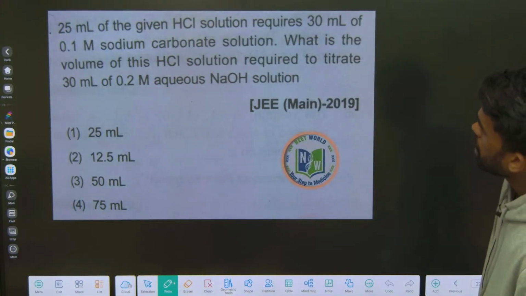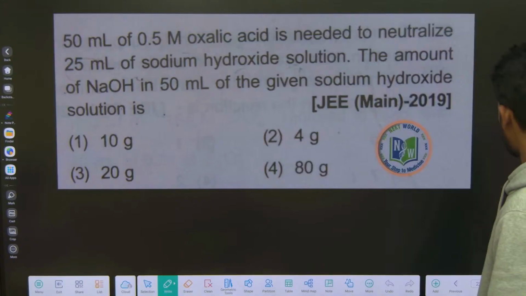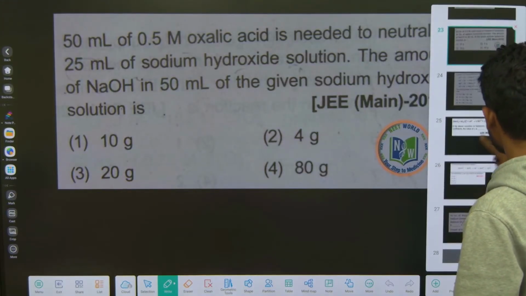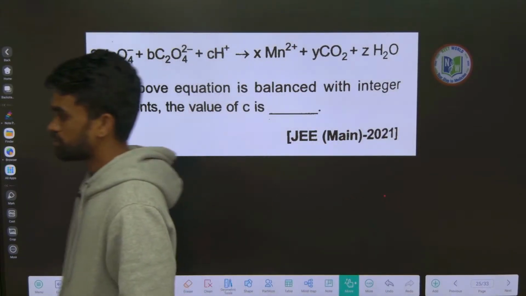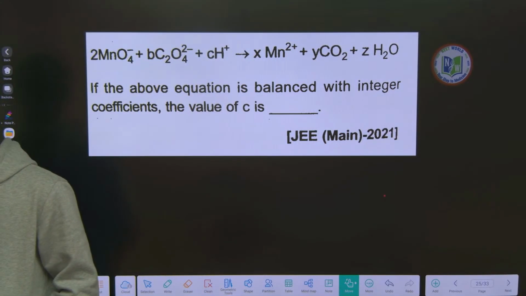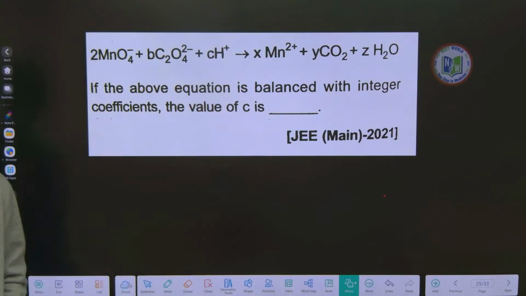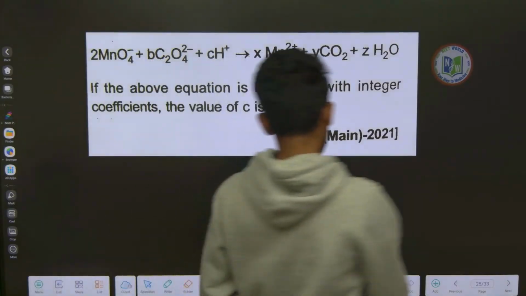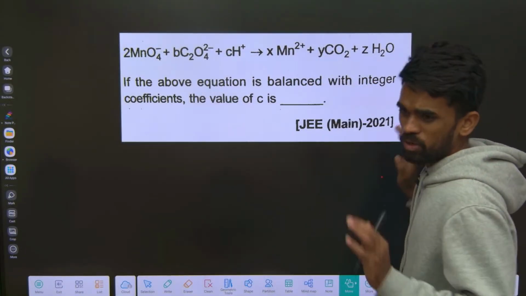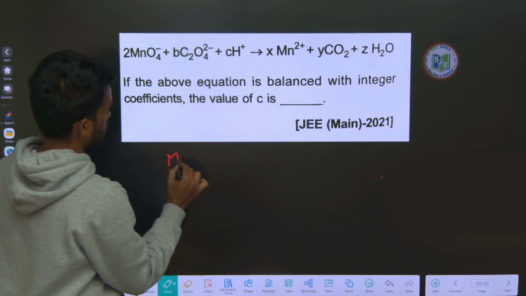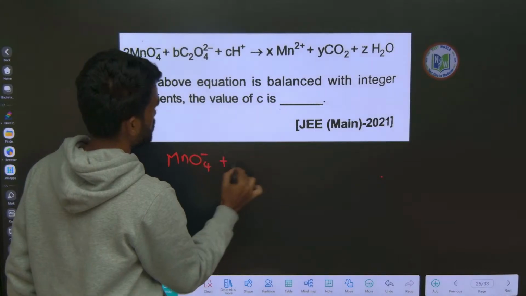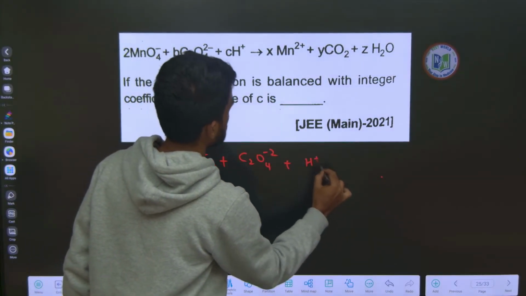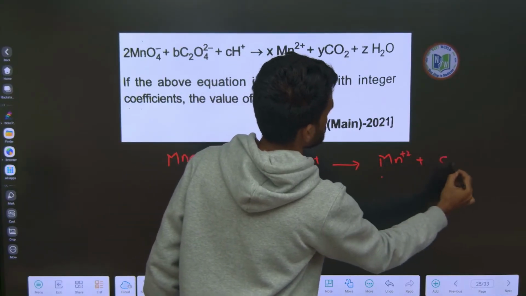Next, this we'll do today: titration questions, I mean law of equivalence concepts. Based on the previous class, you can answer this question fast. What is your answer? Just balance the equation. Ignore whatever coefficients they have given. Write the equation: MnO4 minus plus C2O4 2 minus plus H plus gives Mn 2 plus plus CO2 plus H2O.